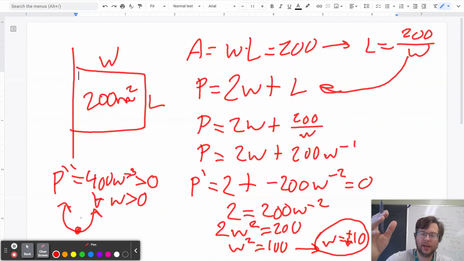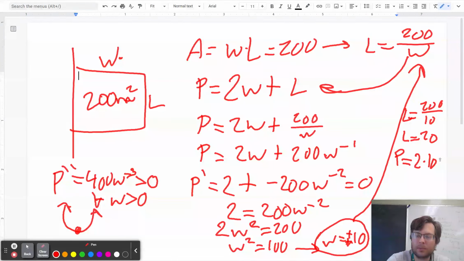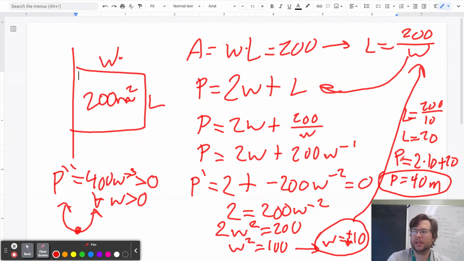Even though I used the letter L earlier for the length of the rectangle, I need to find the entire thing. If my W is 10, then I can go back to my L equation, and my L is going to be 200 divided by 10, so my L is 20. My total fencing that I'm going to need to buy is 2 times W plus L, which ends up being 40 meters of fencing. So that's a pretty classic optimization problem.